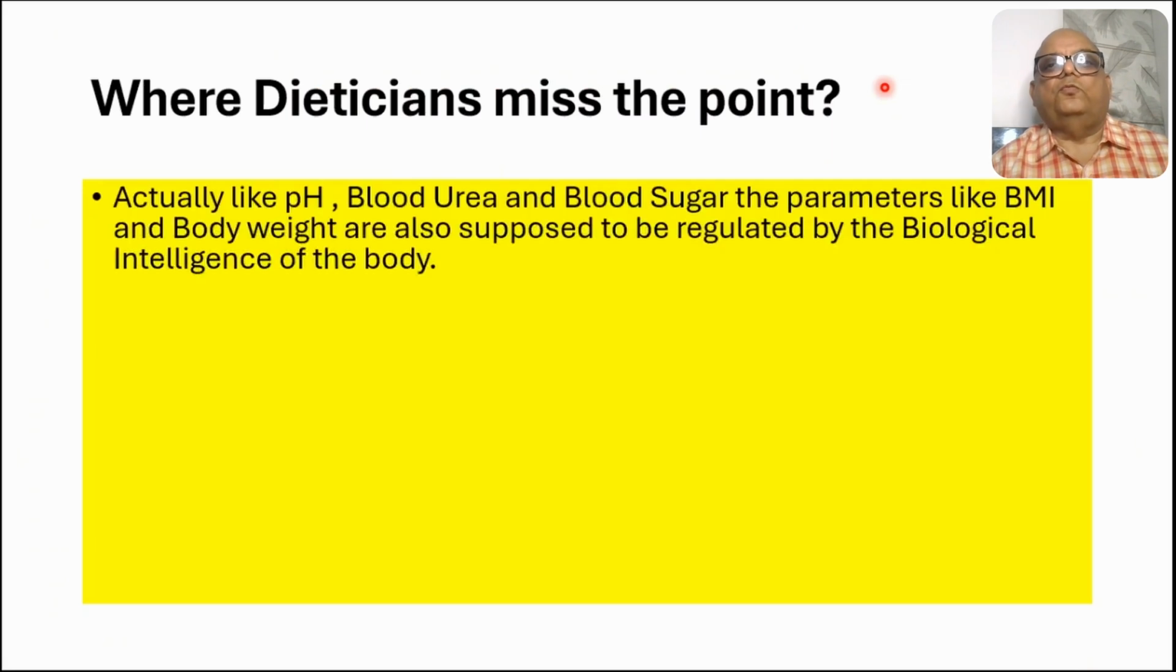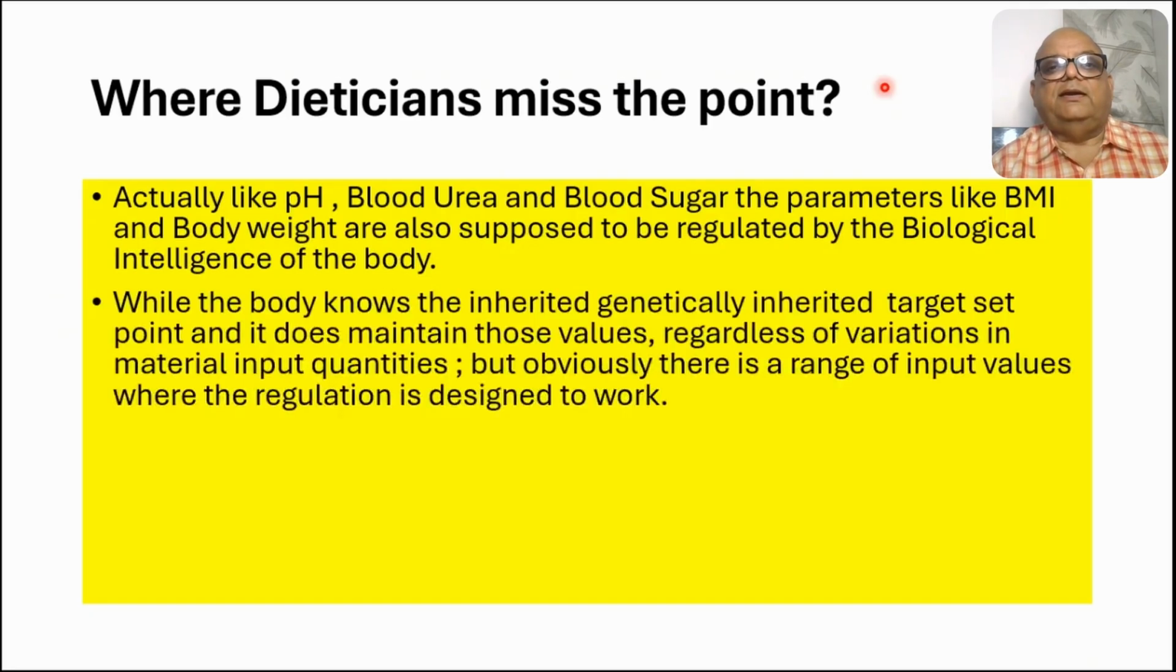So as I said, the pH, blood urea, blood sugar, BMI, body weight are supposed to be regulated, and the body knows the genetically inherited target values for all these parameters at various ages. Of course, it depends on the age of the person, but for a person of a certain age, the body knows what the target weight should be, and it maintains those values regardless of variations in material input, as long as the variations are within that green band. But obviously, there is a range of input values where the regulation is designed to work.